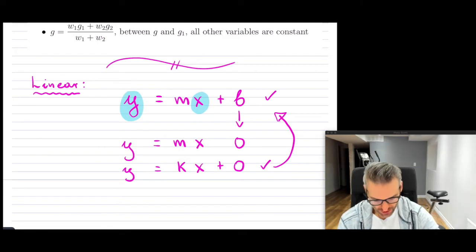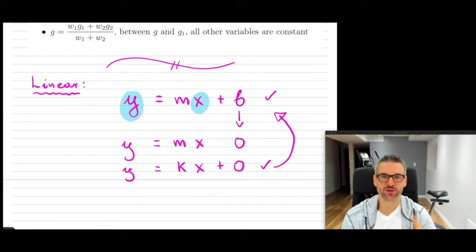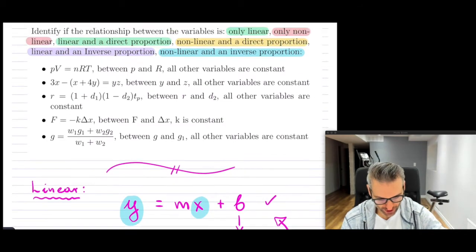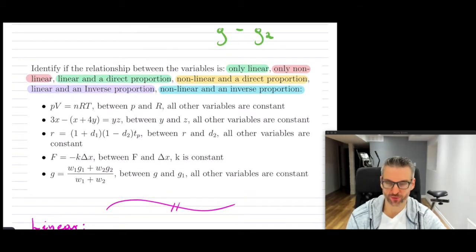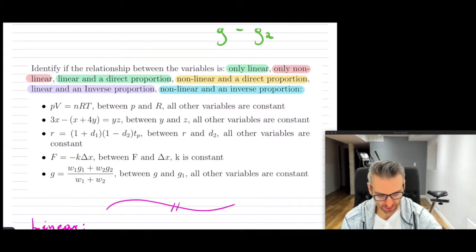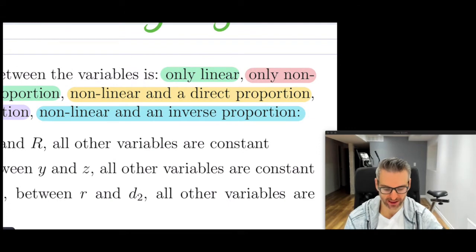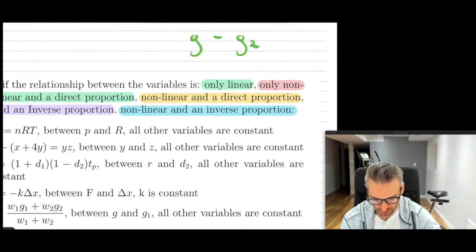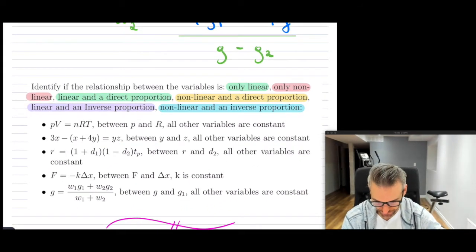All right, so that is a must, which brings up the point where, funny enough, when you're reading these and it's highlighted, notice it says nonlinear and a direct proportion. That's not possible. If it's a direct proportion, it is automatically linear. So this is false just by statement. You cannot have nonlinear and a direct proportion. So keep that in mind. That means none of the ones that we will have will be nonlinear and a direct proportion.